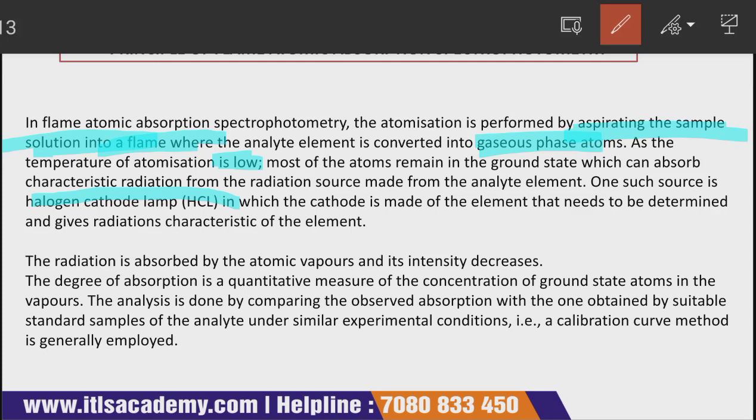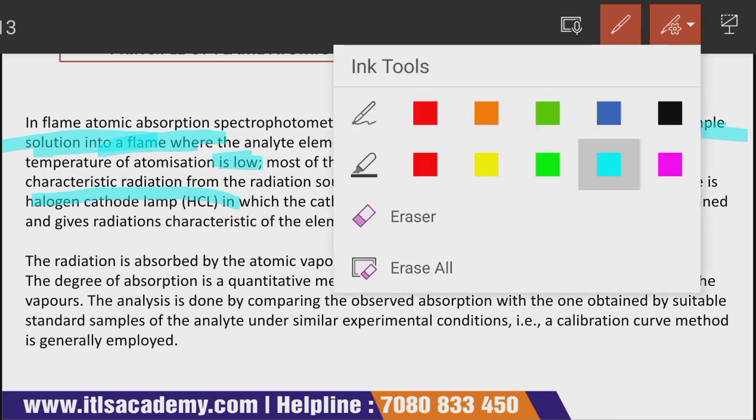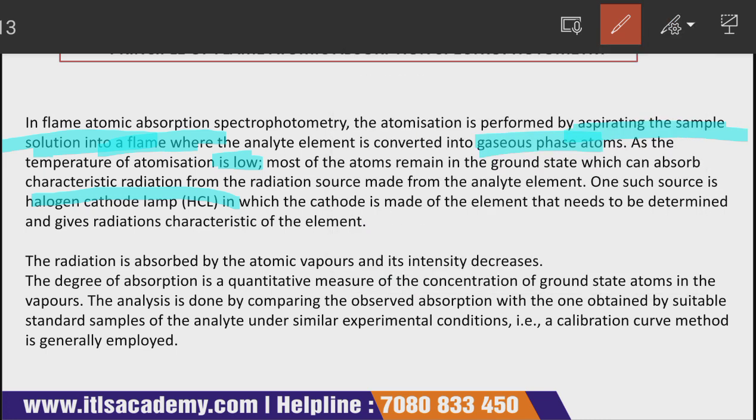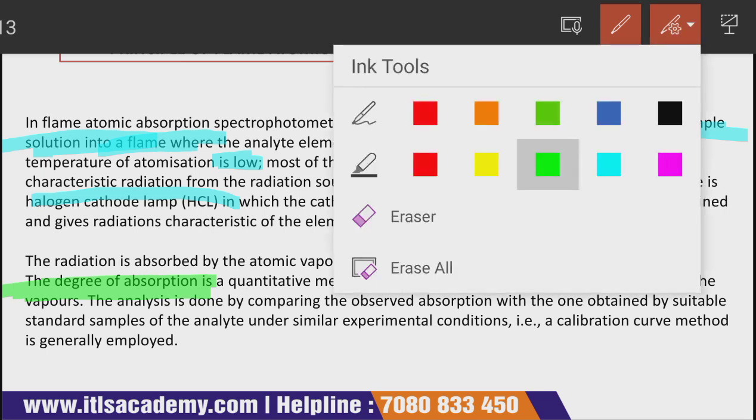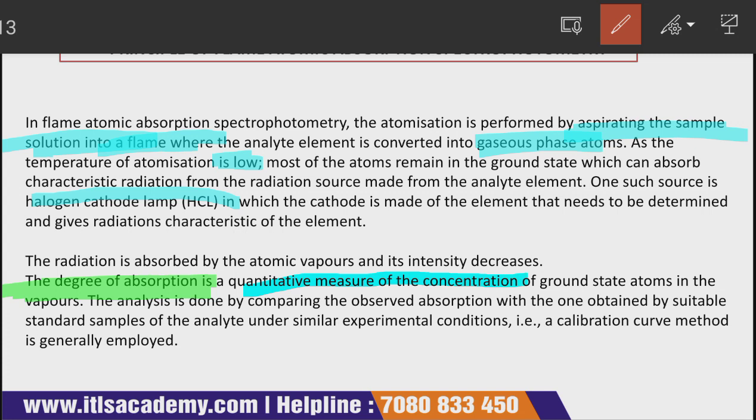So the degree of absorption is a quantitative measure of the concentration of the ground state atoms in the vapor. One question arises: what is the degree of absorption? It is nothing but a quantitative measure of the concentration of ground state atoms. Why? Because these ground state atoms are absorbing most of the radiation.